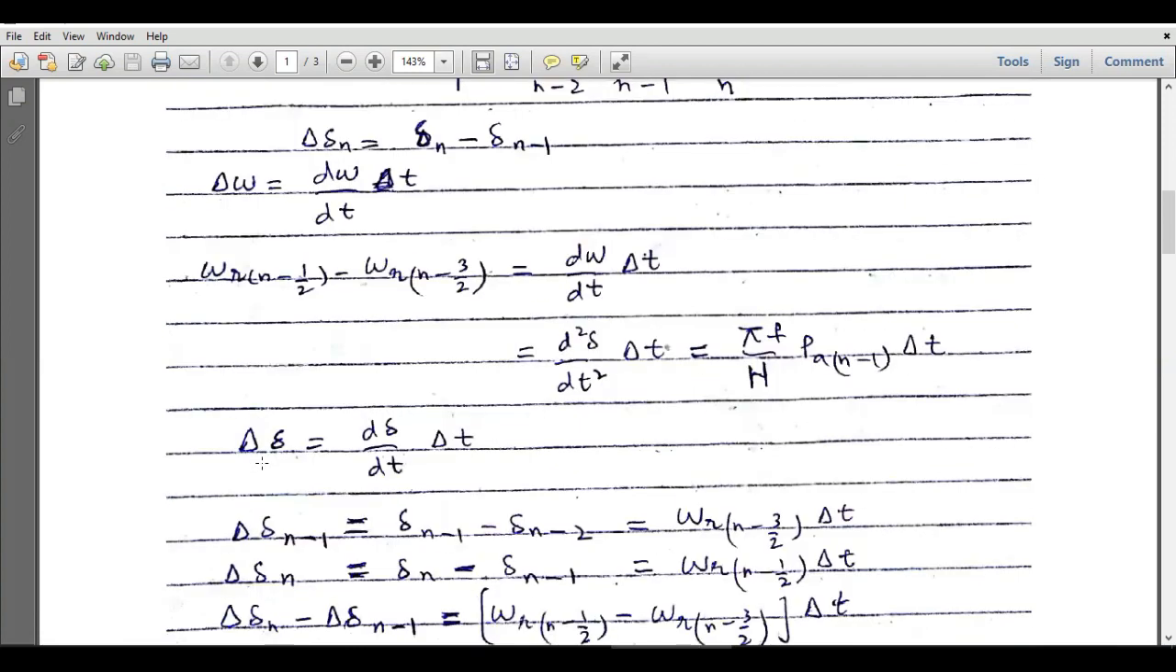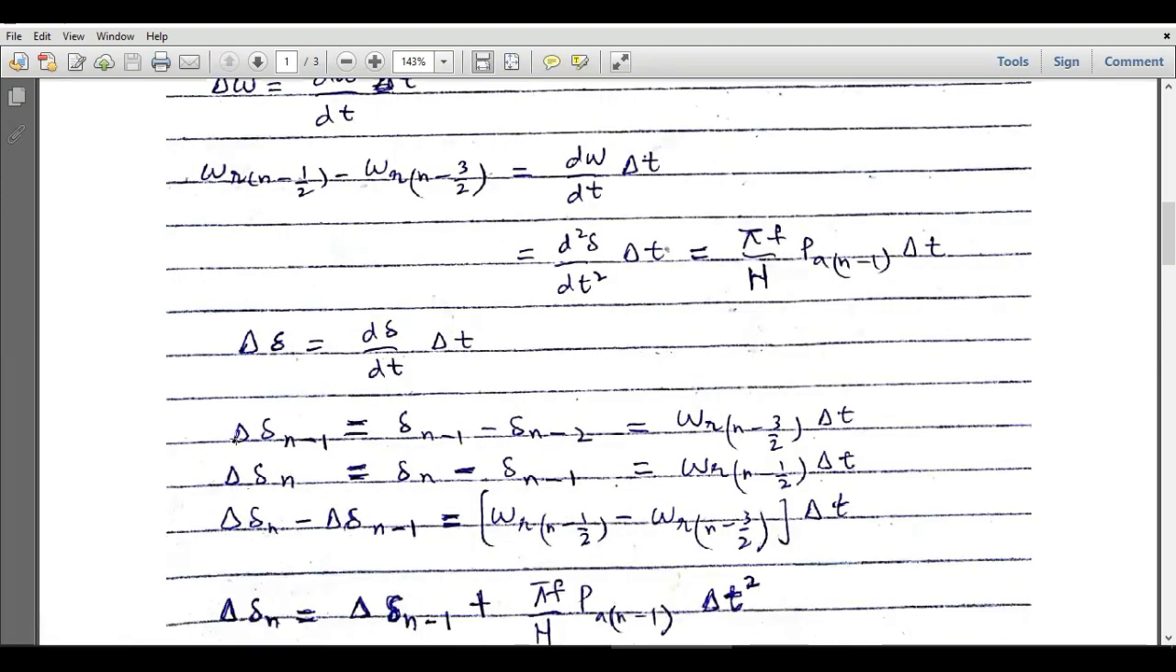So here we are considering the difference of these two values of rotor mechanical speed. So in between these two values, we will consider the value of power, which is equal to PA at n minus 1 multiplied by delta t. Now, in the same way, we can write delta delta equal to d delta over dt multiplied by delta t.